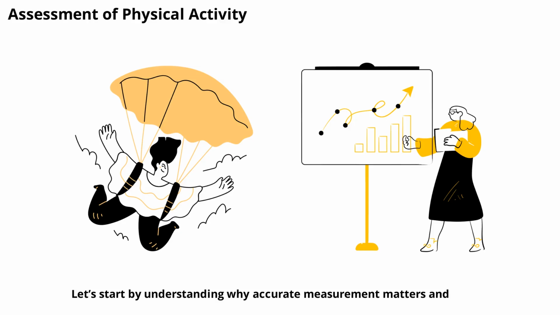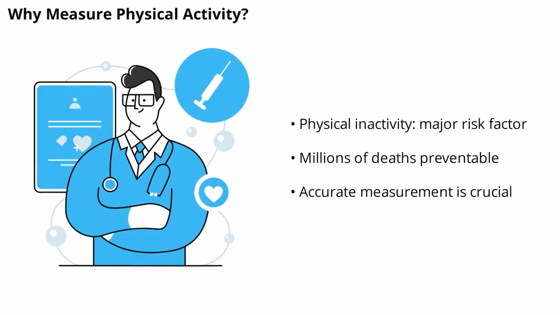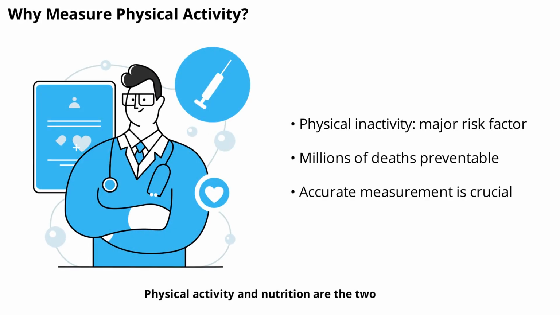In this video, we'll explore the key concepts, definitions, and methods used to assess physical activity and sedentary behavior. Let's start by understanding why accurate measurement matters and how it impacts our knowledge of health and disease. Physical activity and nutrition are the two most significant modifiable risk factors for non-communicable diseases.